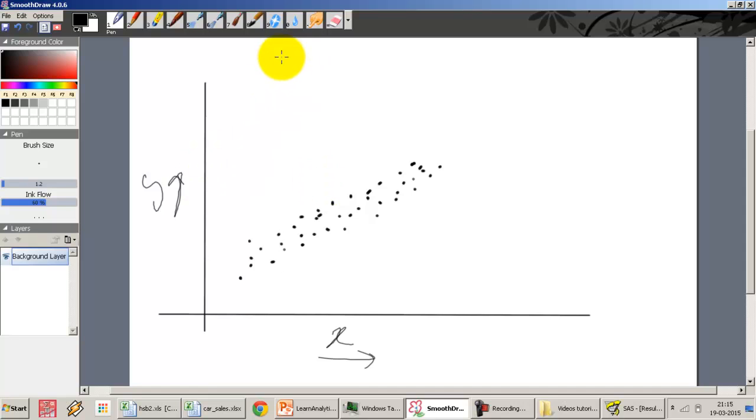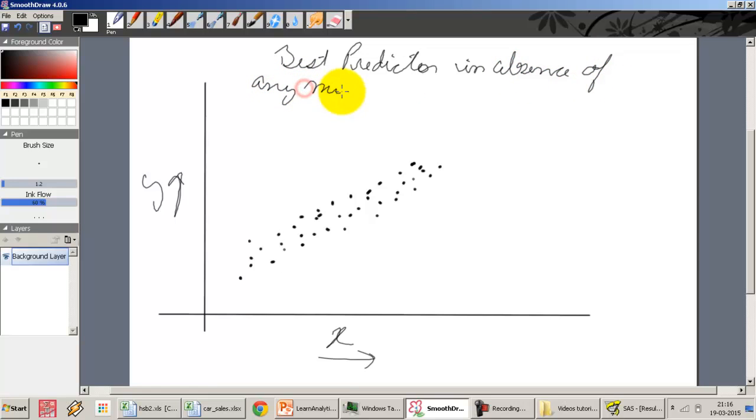What will be the best predictor in the absence of any model or data point other than the y variable itself? In this case, we're going to use a measure of central tendency. So what's the best measure of central tendency to use if I want to guess the value of y?